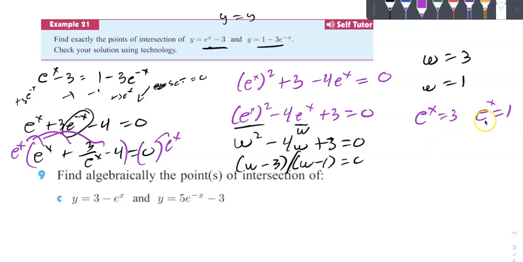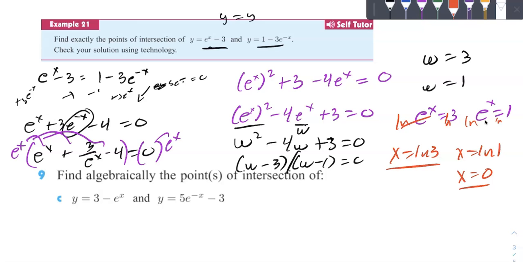And then how do you solve this? Take the natural log of both sides. x equals natural log of 3, and x equals natural log of 1. By the way, natural log of 1 is 0. So we get natural log of 3 and 0. That's how you solve it by hand.